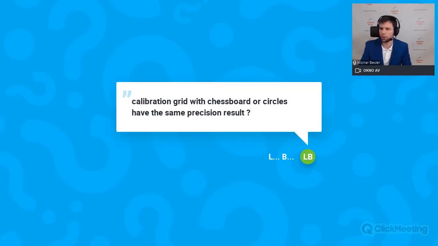Okay, do calibration grids with chessboard or circles have the same precision result? Yes, generally speaking, we have got a very comparable result. In fact, in Adaptive Vision, we suggest using circles because there is a much better algorithm for detecting the circle center, so it's working much more reliably.